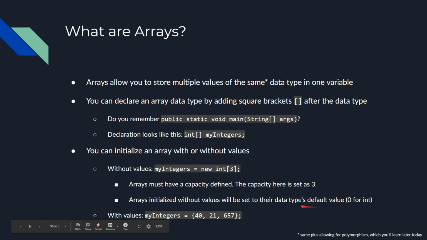And as I mentioned, they'll use the default value. In the case of an integer, the default value is 0, so this will be an array of zeros. However, if we already know the values that we want to store, we can set the values ourselves using these curly brackets here. And this sets the array to be an array of 40, 21, and 657 as its 3 values. Same size as the other one, just with predefined values. Any questions about this so far?